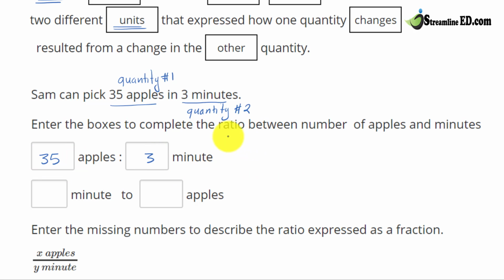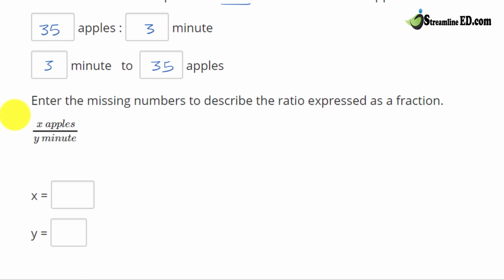And this is a ratio. And then we also have 3 minutes to 35 apples. What is more important is that we can express this as a fraction. So let's do this practice problem. Enter the missing numbers to describe the ratio expressed as a fraction. Well, the better term to describe this is rate. Rate would be a better term.